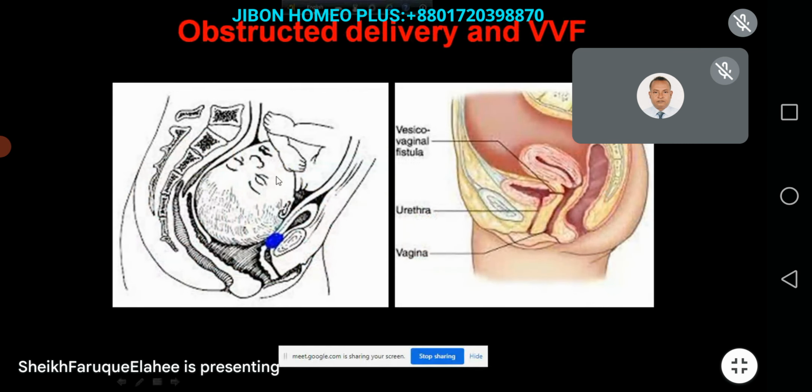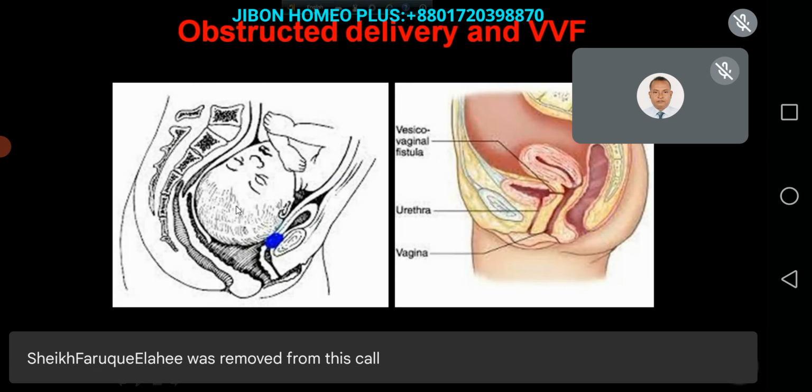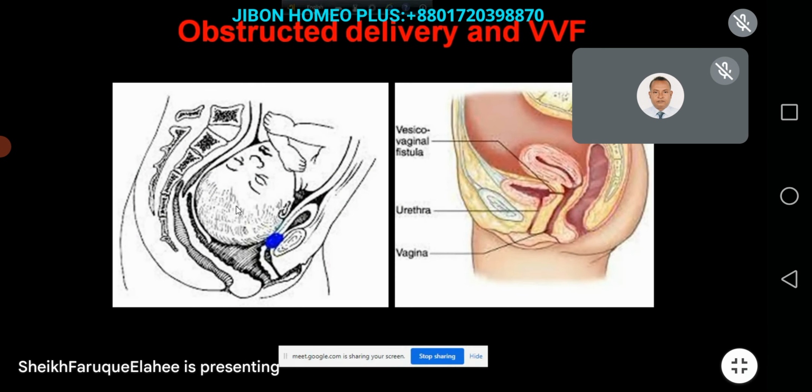You see, when there is a delivery process, and if the delivery is delayed, a normal delivery should occur within a few hours. But if there is a delay of 1 day, 1.5 days, 2 days, something like that, then what will happen? This head, this presenting part, when it is coming down, is stuck here. It is not coming down anymore. So this will go on pressing and pressing. This is the uterine wall. This is the uterus, this is the vagina, and this is the urinary bladder.